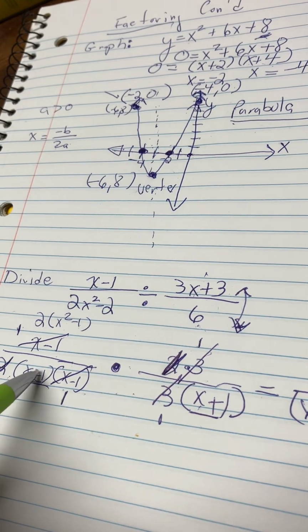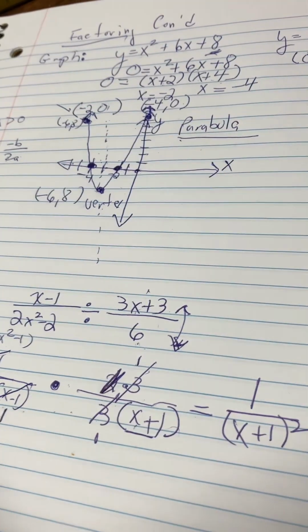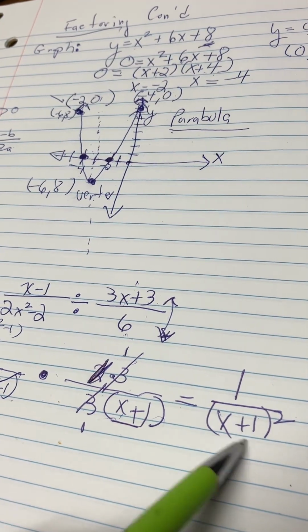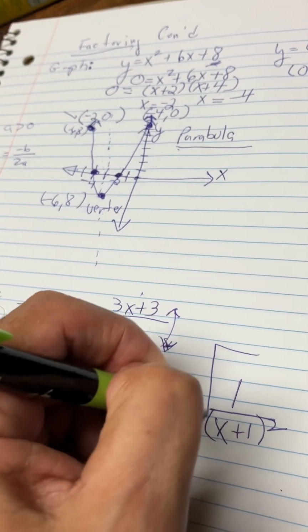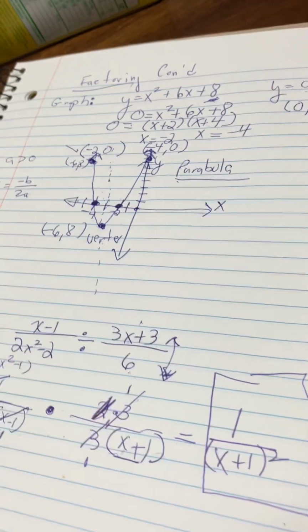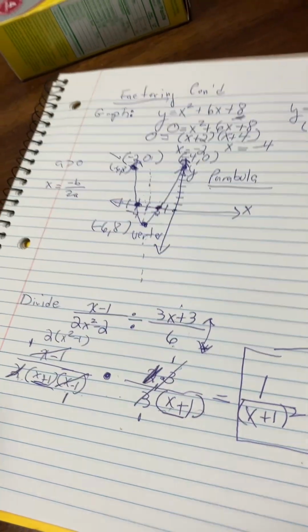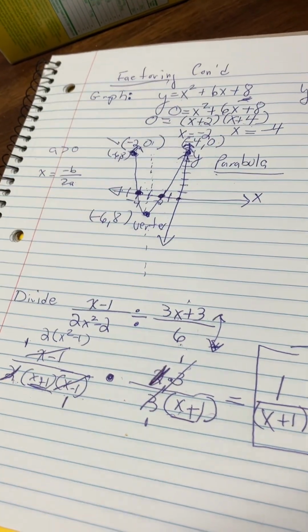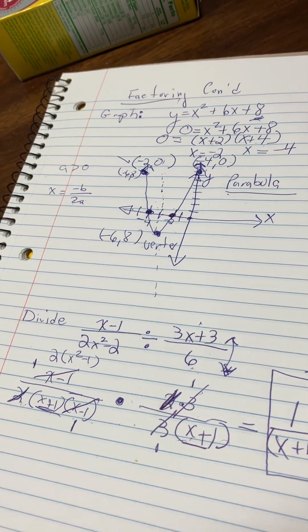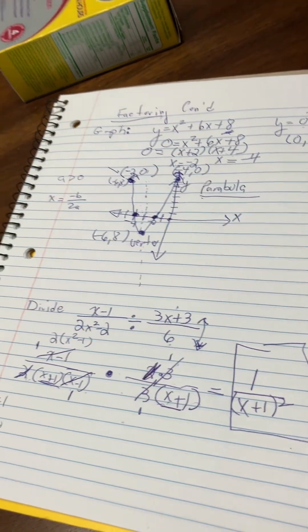So then what we had left was these 2 right here, and we're multiplying across. So we have (x plus 1) squared. Let me put a little box around there, and that shows our answer. Again, we're studying factoring, and this is showing the usefulness of factoring. All right, I hope this helps.